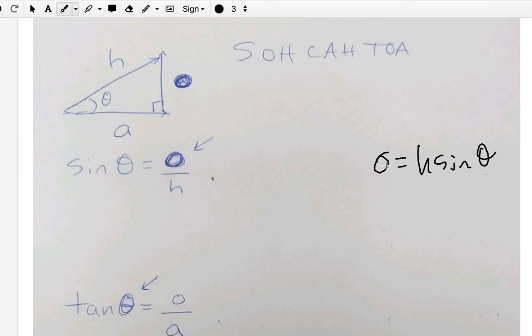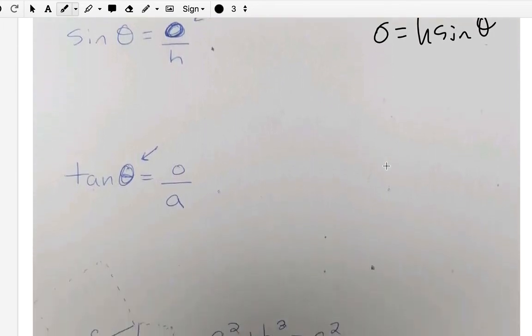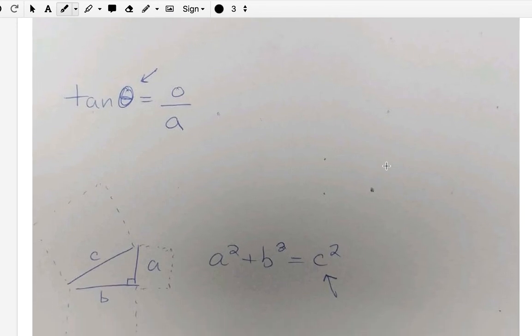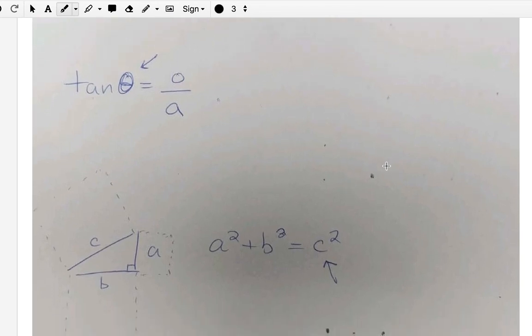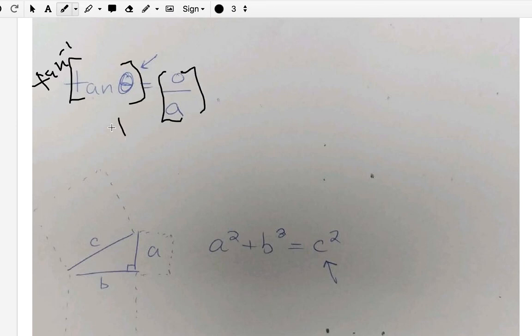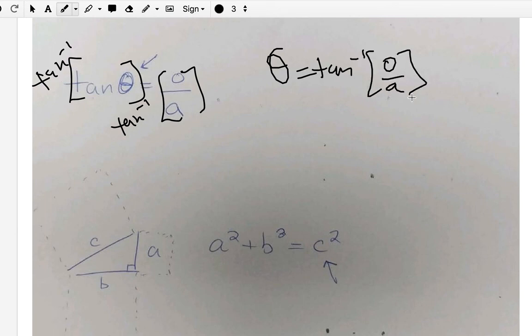Tangent theta is equal to opposite over adjacent. That just says the inverse tangent of opposite over adjacent is equal to theta. So we just take the tan inverse function of both sides. These are inverse functions, so they cancel each other. We get theta is equal to tan inverse of opposite over adjacent.